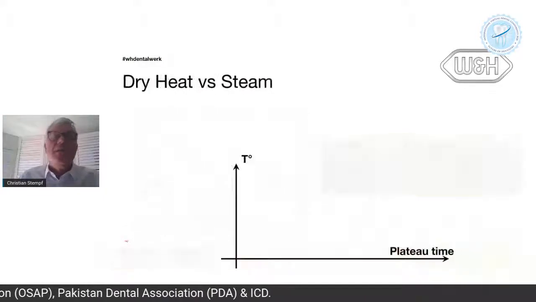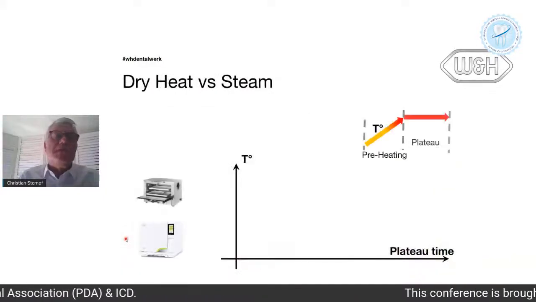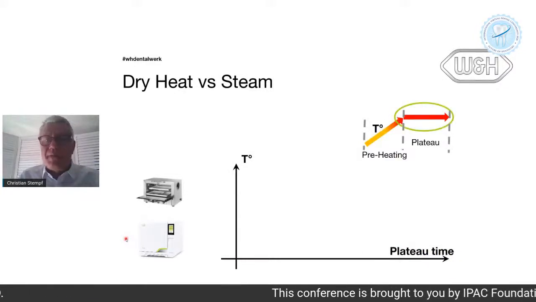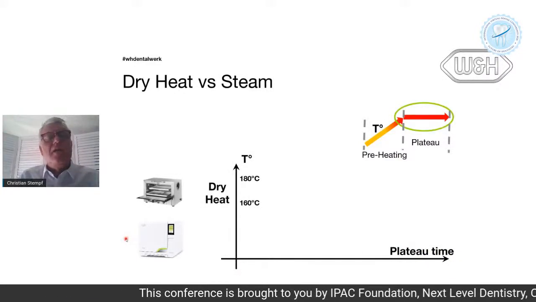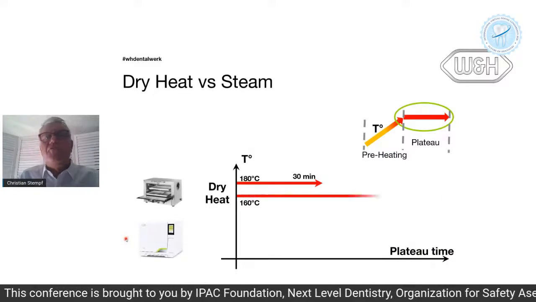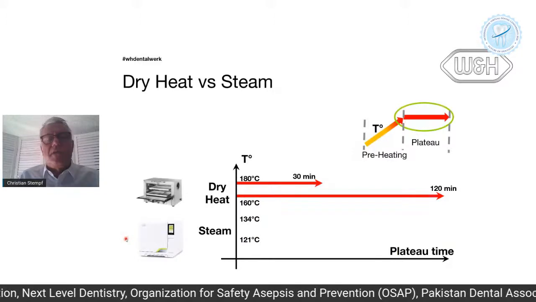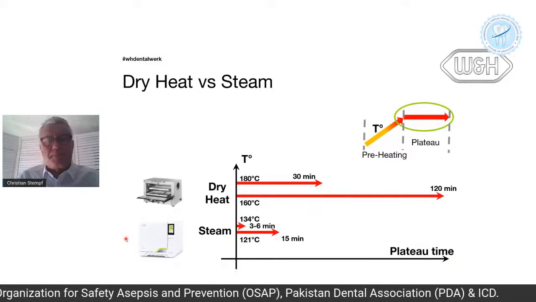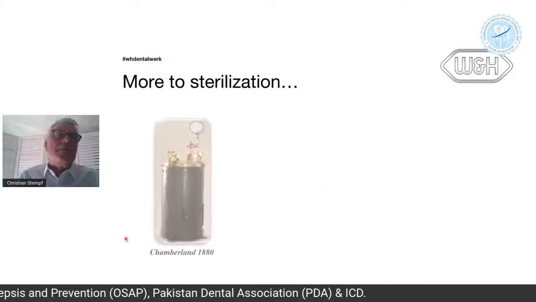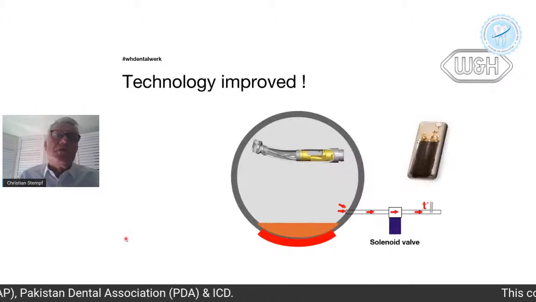Now, sterilization, dry heat versus steam. So dry heat, forget it. It's forbidden in many countries because it's too hot. The holding time is too long, and you cannot process handpieces, versus steam that can process anything. And okay, sorry, but I have to rush.